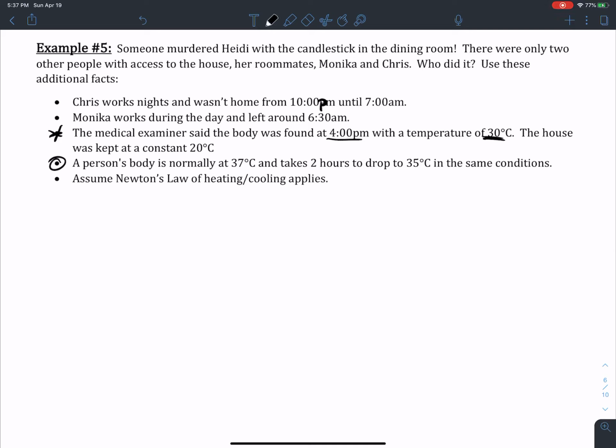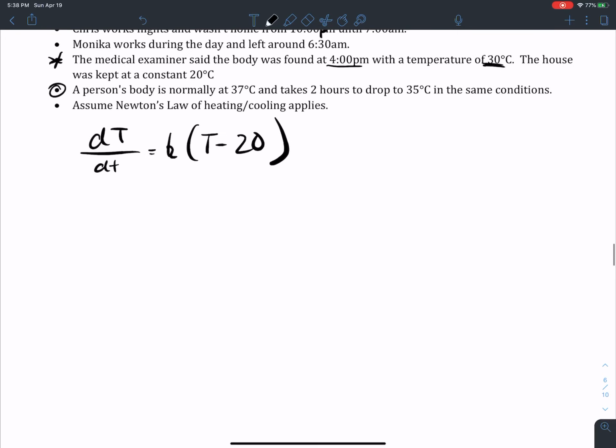So we'll start out with the change in the temperature with respect to time is some proportionality constant times the difference in the temperatures. For this example, we just got to use all this information to try to figure out who did it. We know the environment was 20 degrees. So the idea here is we're going to come up with a general solution.